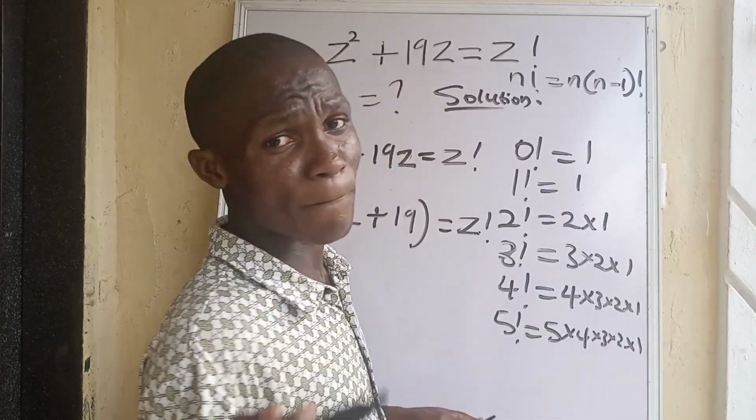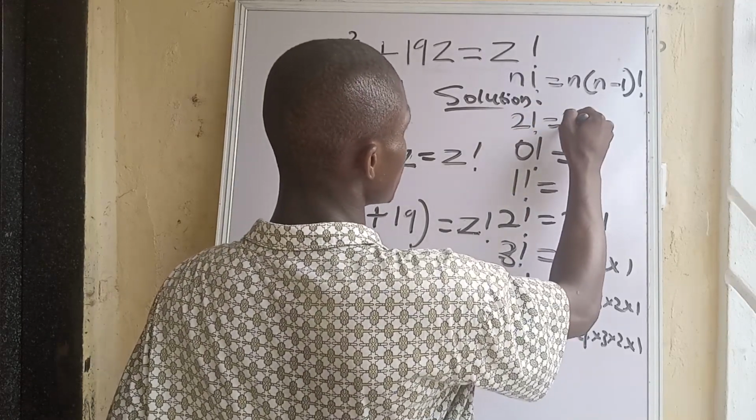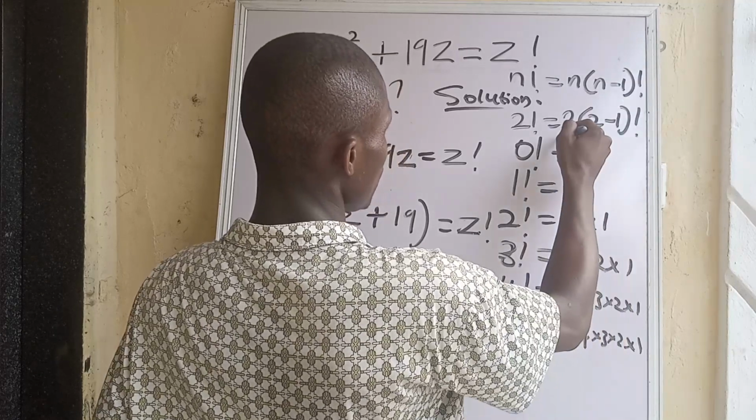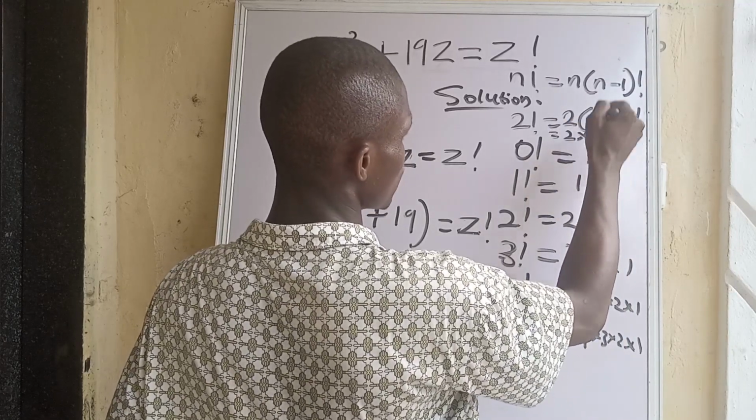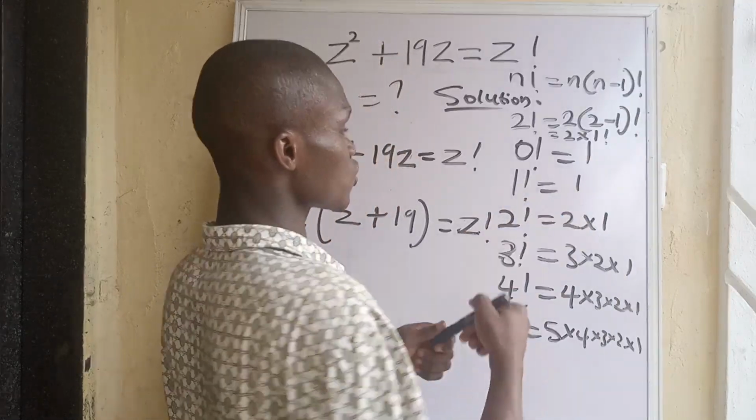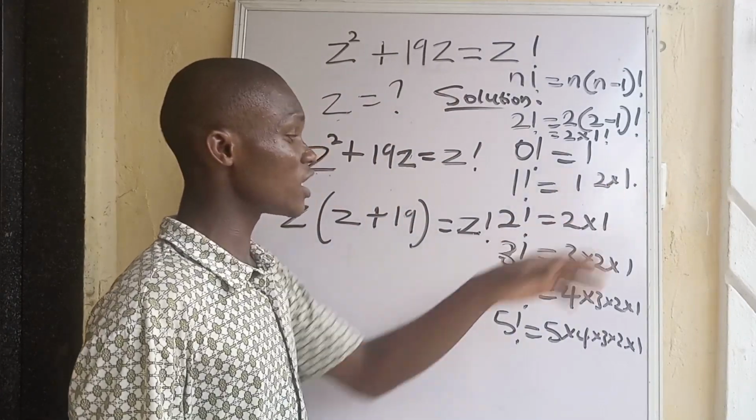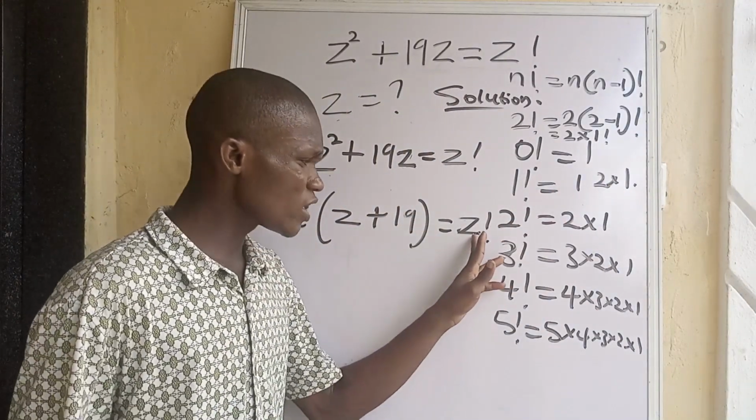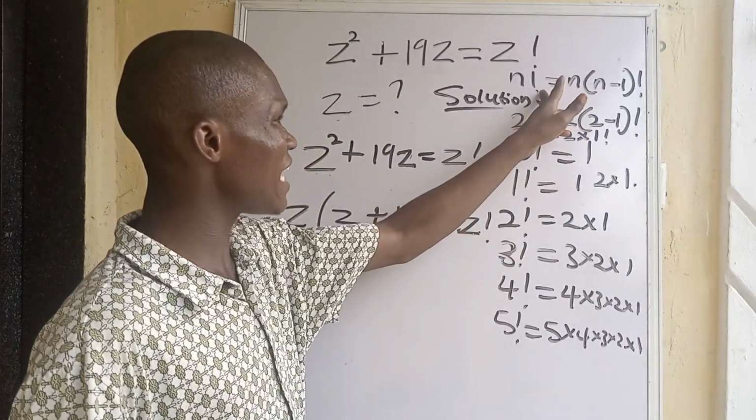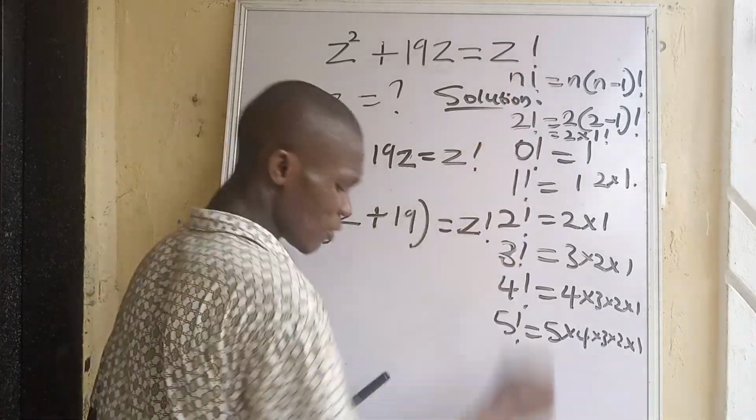If you plug in 2 in the place of n, we can say 2 factorial is equal to, what is your n? 2 times (2 minus 1) factorial. You can simply say 2 times 1 factorial, and we said 1 factorial is equal to 1, so 2 times 1. This is exactly what I'm trying to say. In the place of z factorial, what are we going to put? We are going to take z. Let me quickly erase this part.